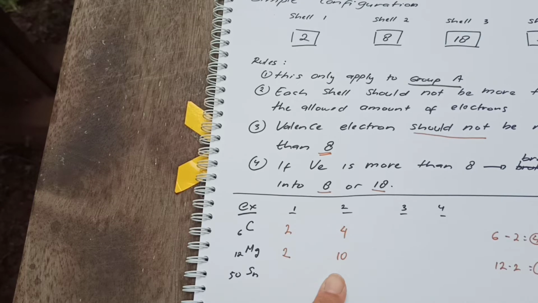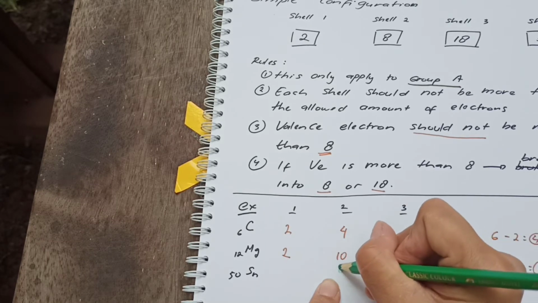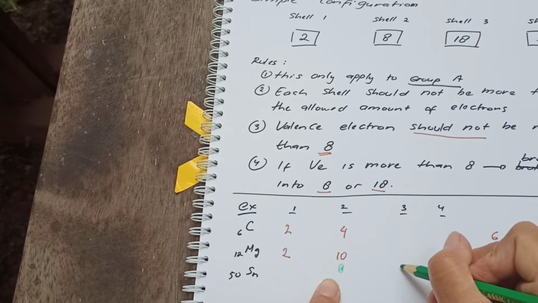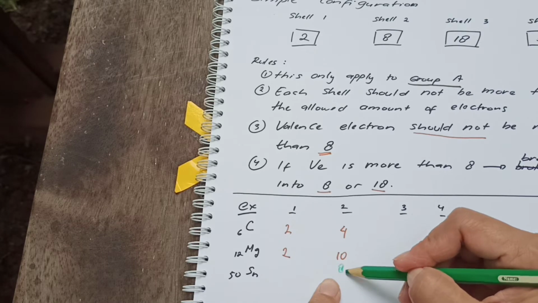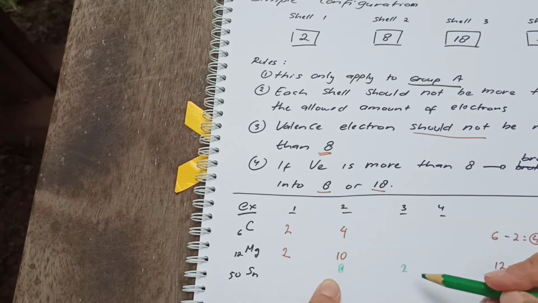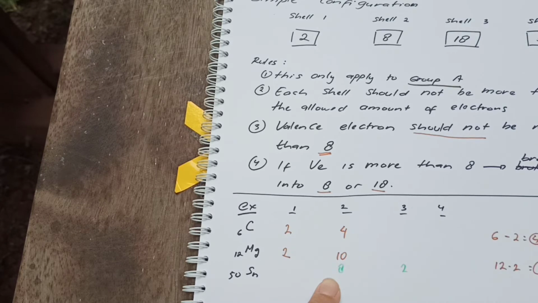Could you break 10 into 18? 18 is more than 8, so you cannot break them down into 18. So you break them into 8 and then 2 here. The total is still 10, but you have 8 electrons in shell 2 and 2 electrons in shell 3.